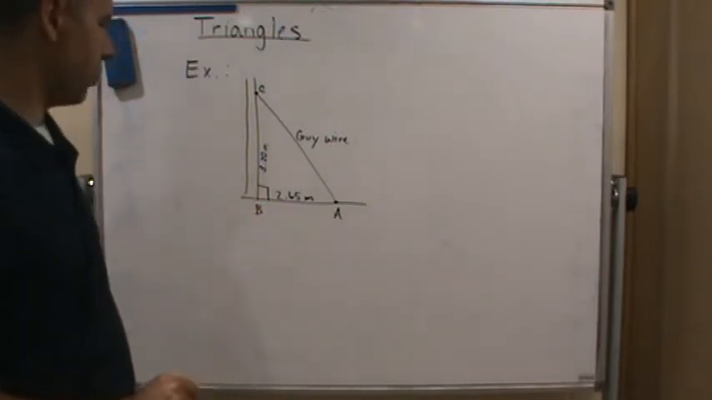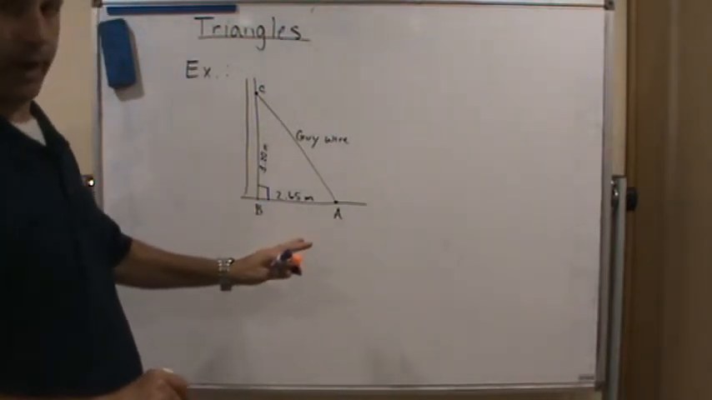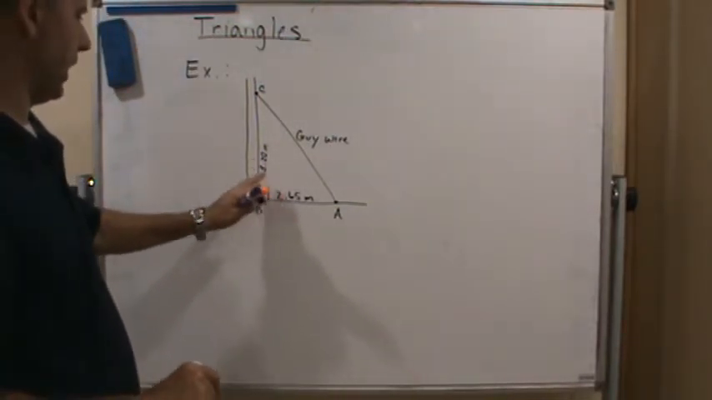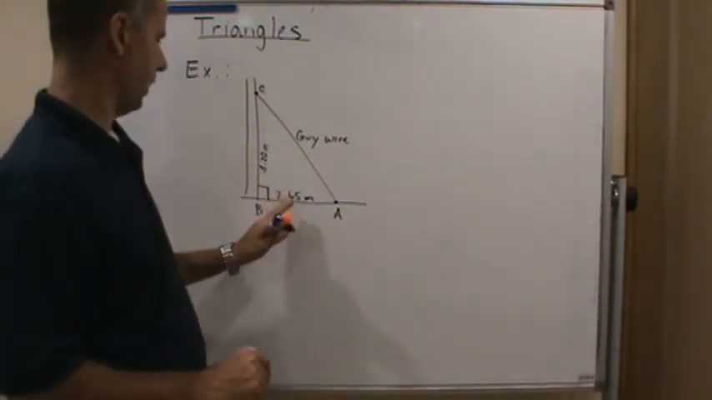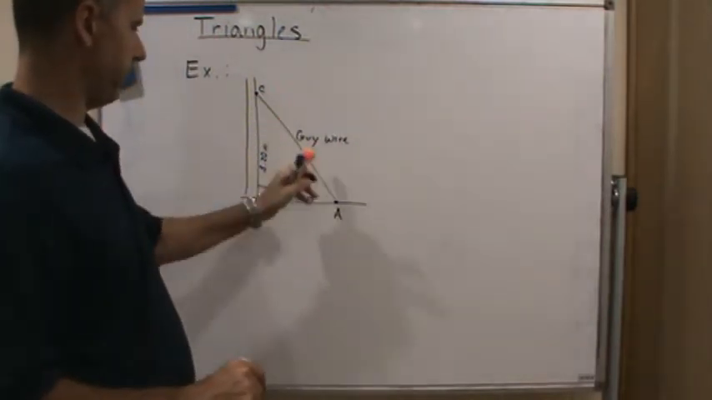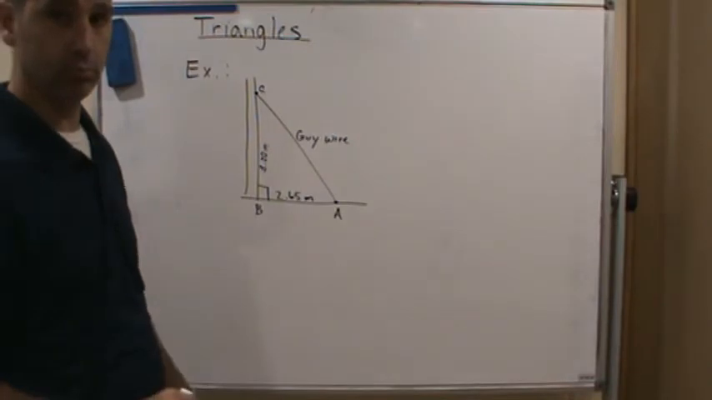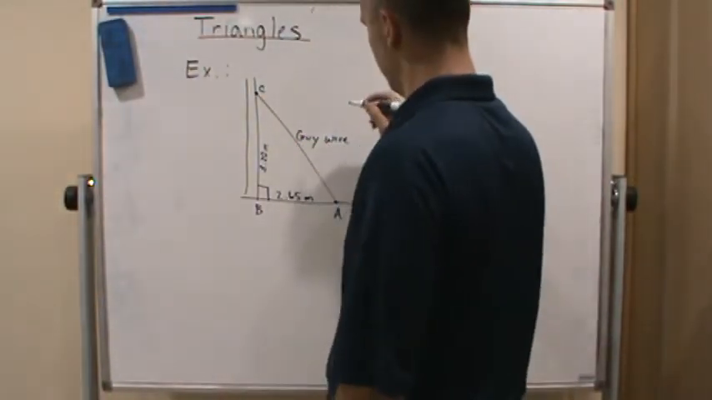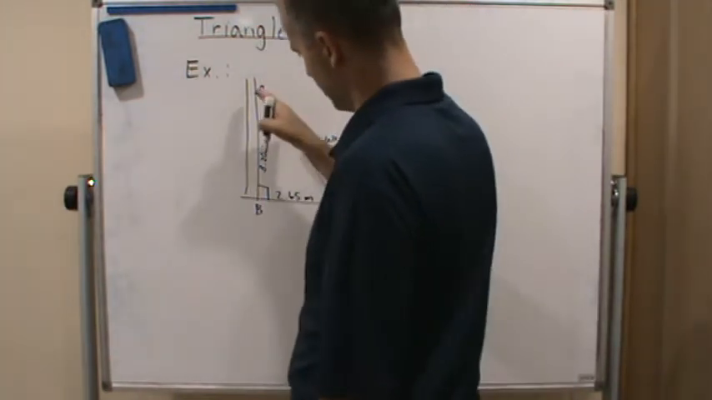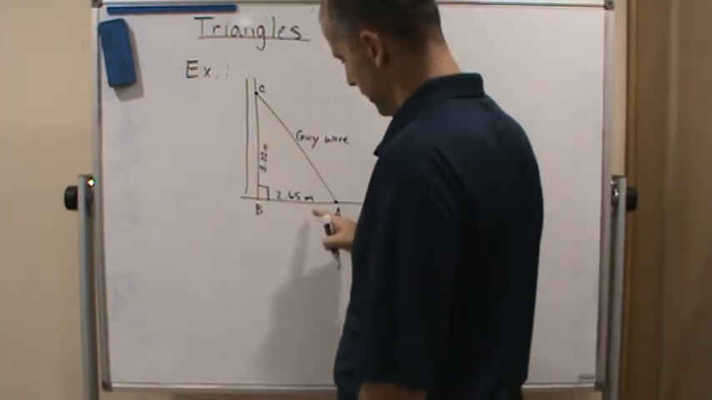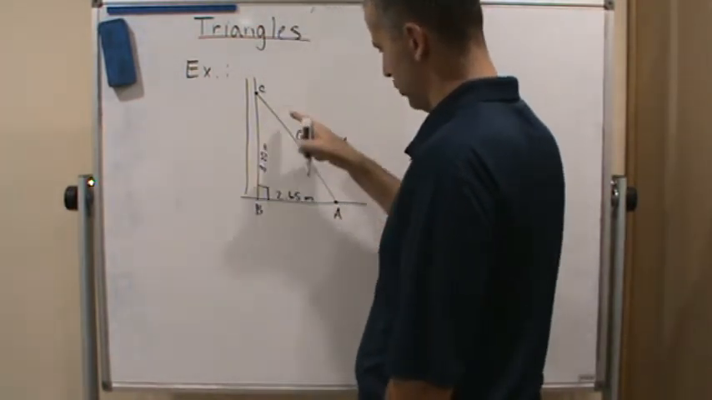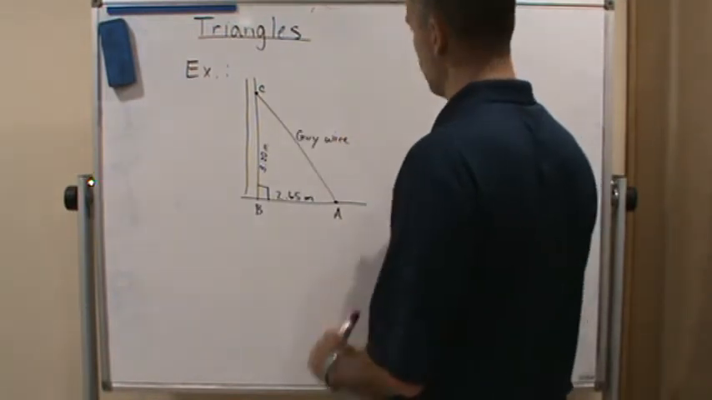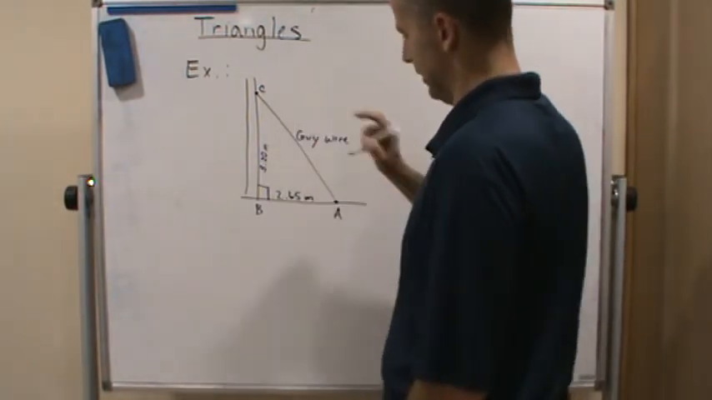Well, since it's a right triangle, we're going to use the Pythagorean theorem, because we know these two sides and it's a right triangle. And so we can use the Pythagorean theorem to find this hypotenuse. So, what does this mean? Well, the Pythagorean theorem says the square of this distance plus the square of this distance equals the square of this distance. So let's write that out using the segments.